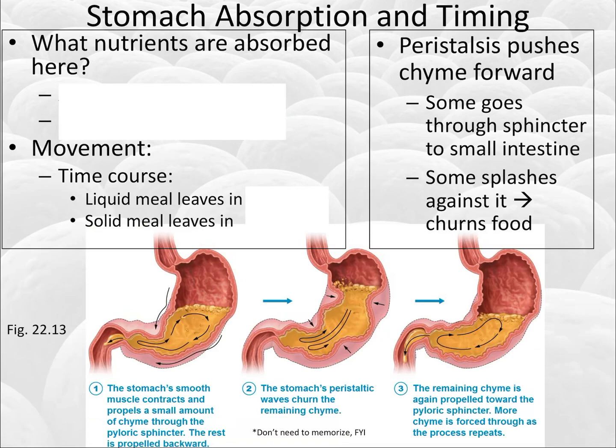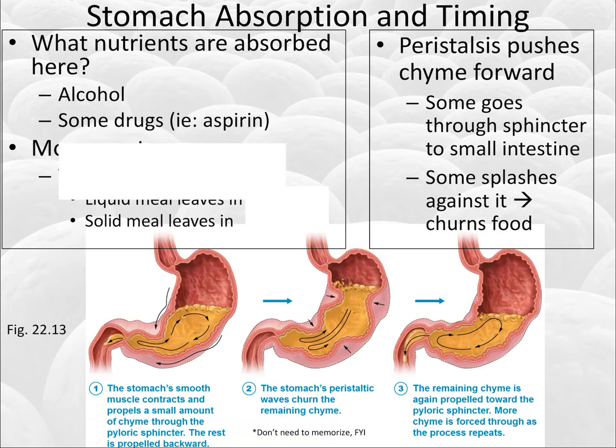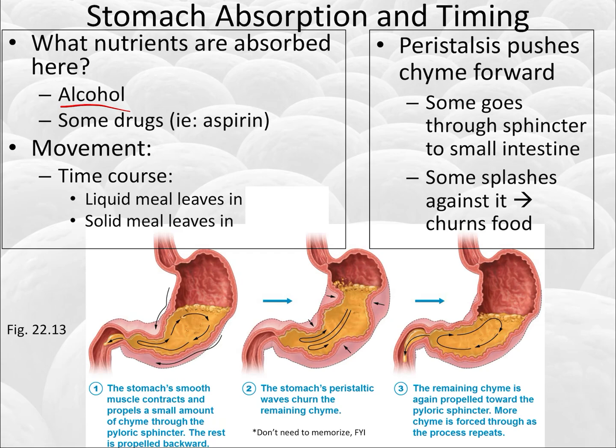So the absorption and timing of the stomach here, what nutrients are actually absorbed here, meaning pulled out of the digestive tract into the blood, really only a couple: alcohol, and then some drugs like aspirin, okay, and ibuprofen would be another example. And so the time course, a liquid meal leaves your stomach in about 1 to 2 hours, whereas a solid meal takes about 2 to 3 hours just to get out of your stomach, okay, and then that's just beginning the process of the intestinal tract.